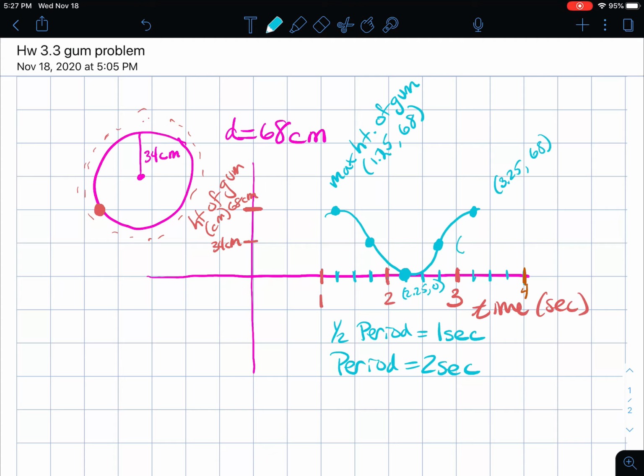So this point right here, in between 2 1/4 and 3 1/4, is going to be 2.75 seconds at a height of 34. And this one here is going to be 1 3/4 seconds, rather, at a height of 34. So this is actually where that midline is, if we're thinking of our graph.